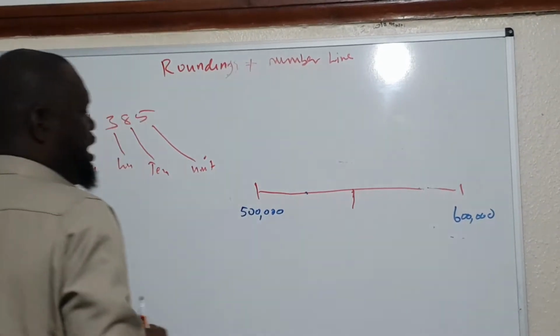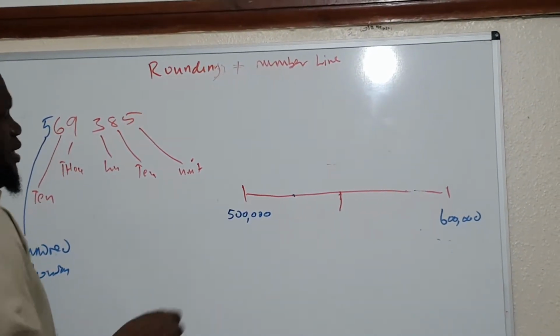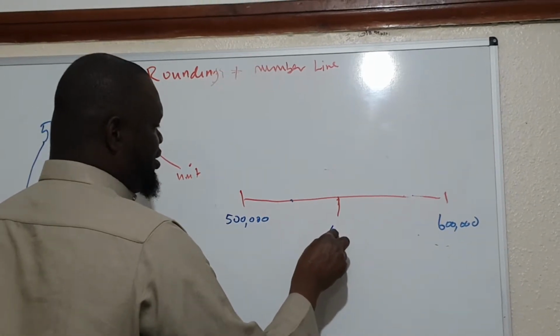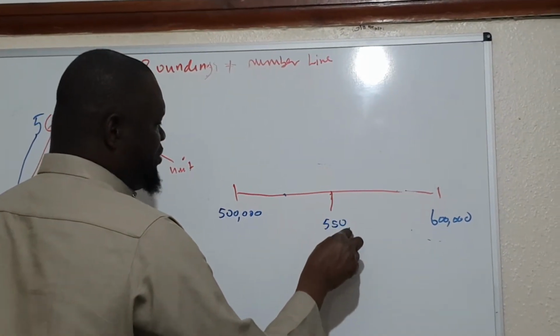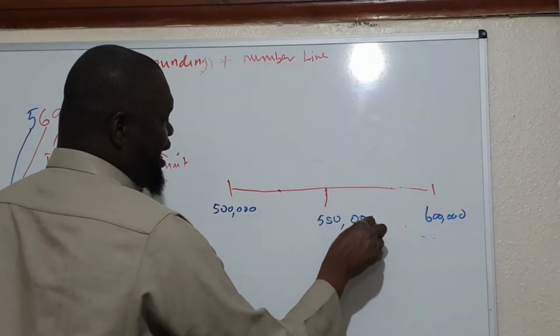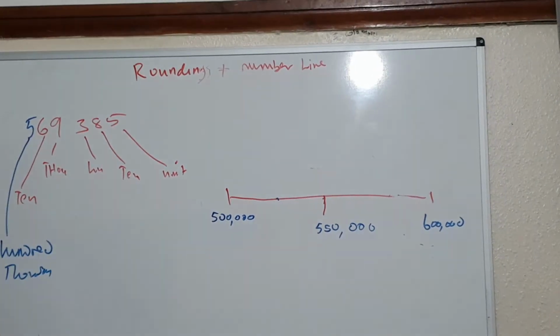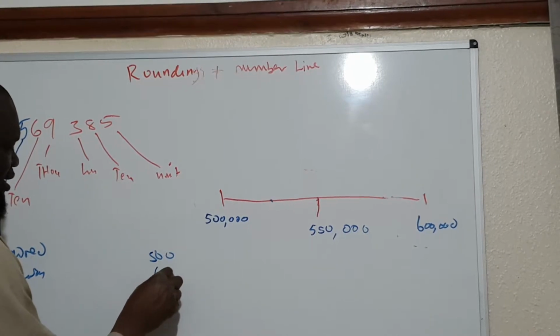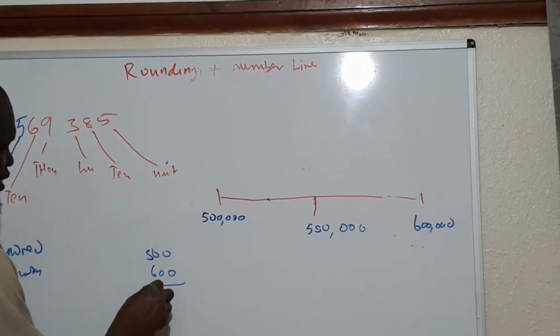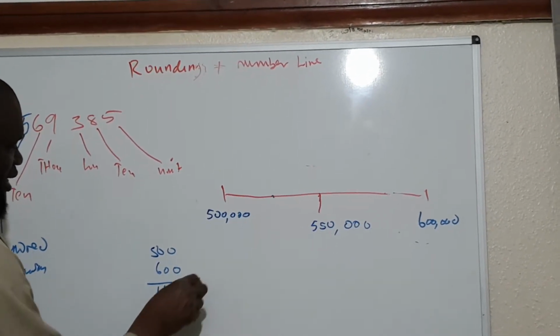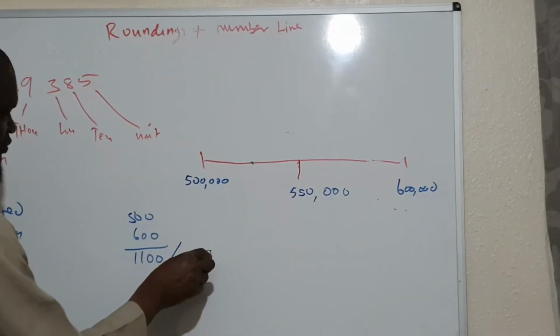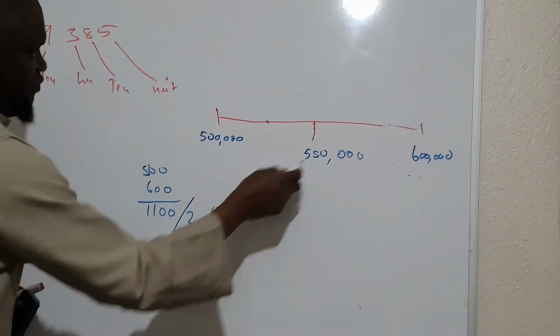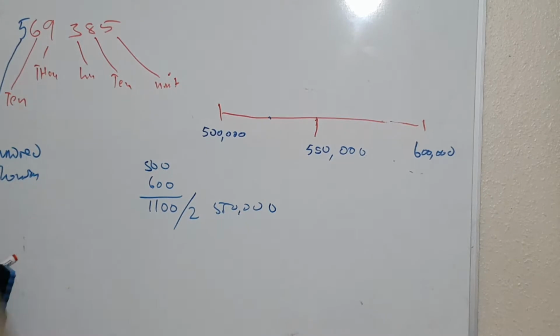And then our test will be 550. That will be the middle, just like the average. If you want to know, you add the two, 500 plus 600. That's how much? 1,100. Divide that by 2. That will be 550,000. So if you are convinced what this figure will be, that's how to find the figure.